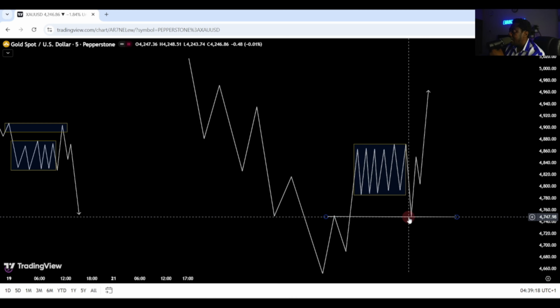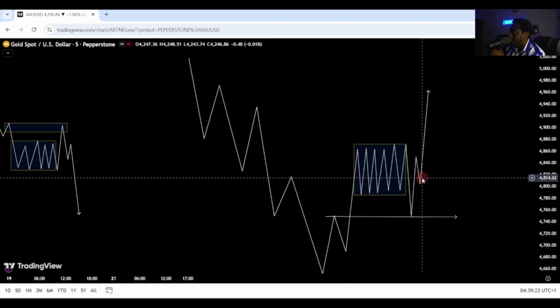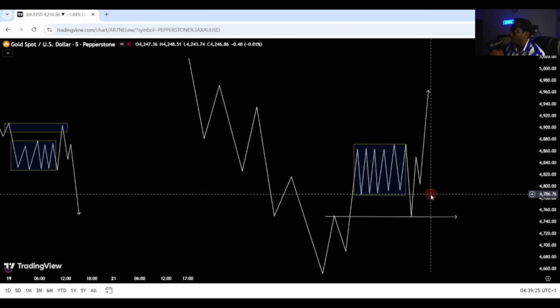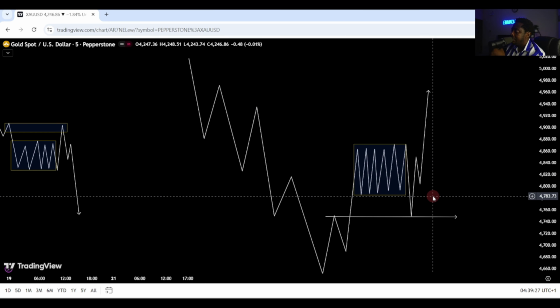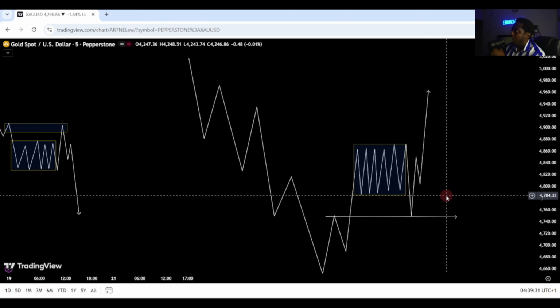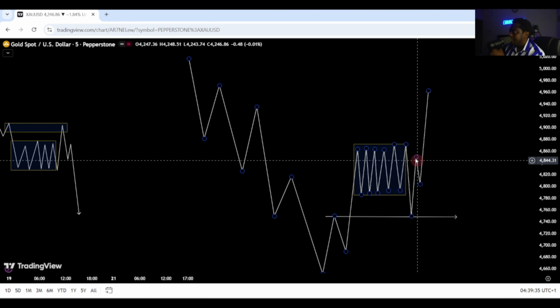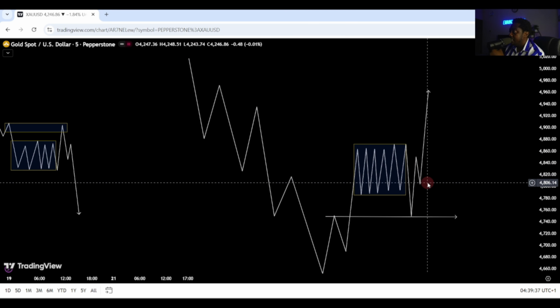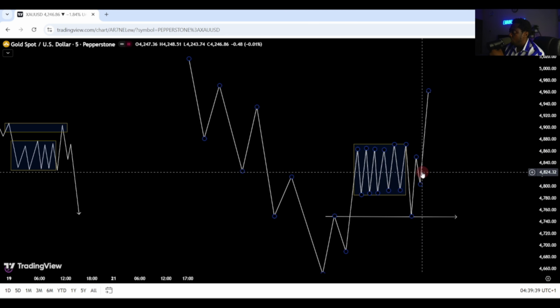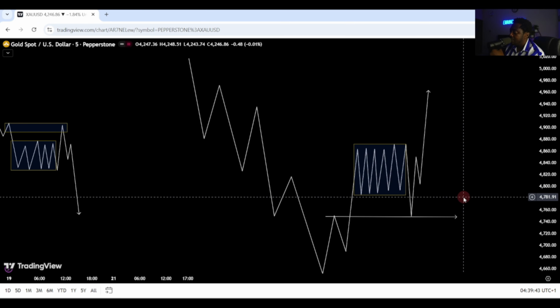If you want to buy, you must allow price to pull back to the range. Wait for a pullback, a little pullback. The pullback must not close below the Asia low. If the pullback closes below the Asia low, it is a sell continuation. But if the pullback does not close below the Asia low, then you take a buy. Your stop loss will be here, which is the Asia low.